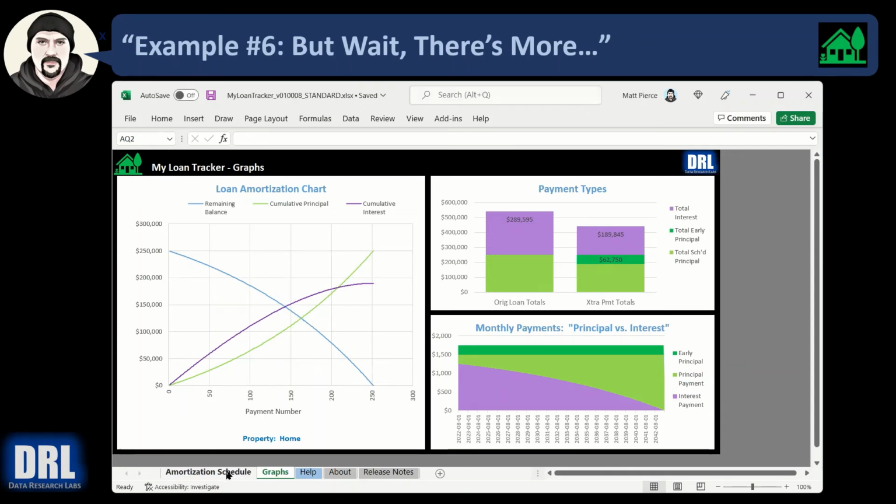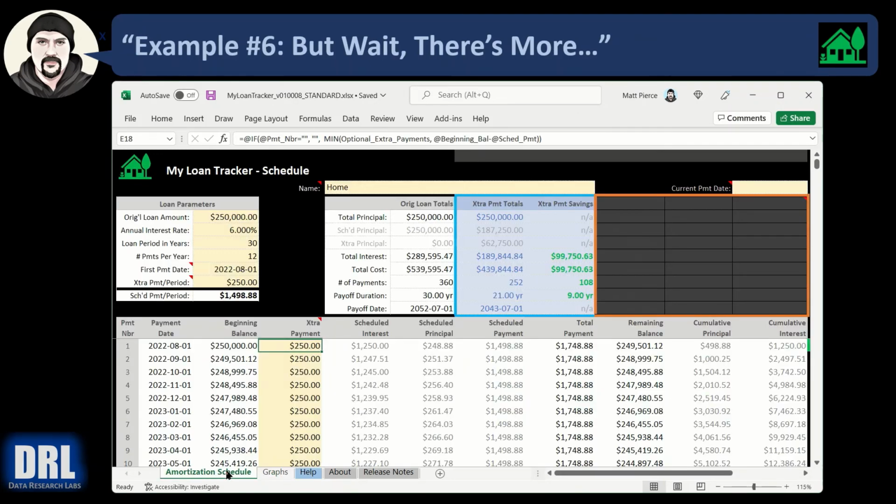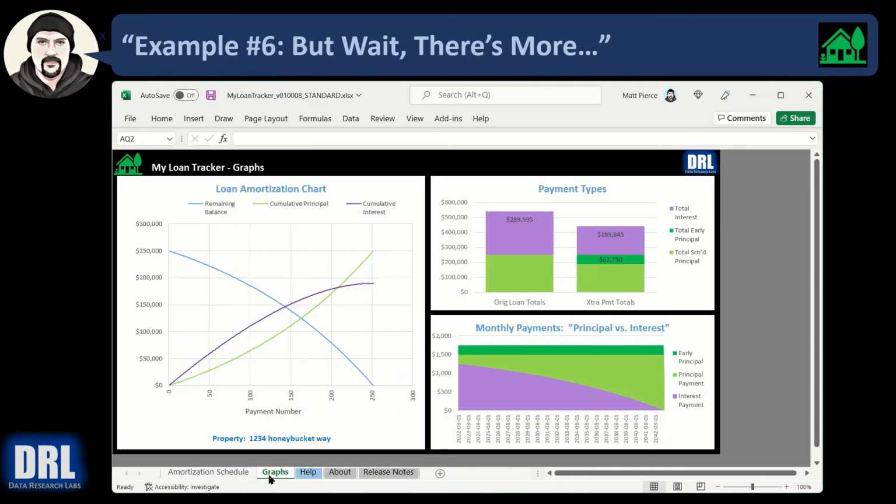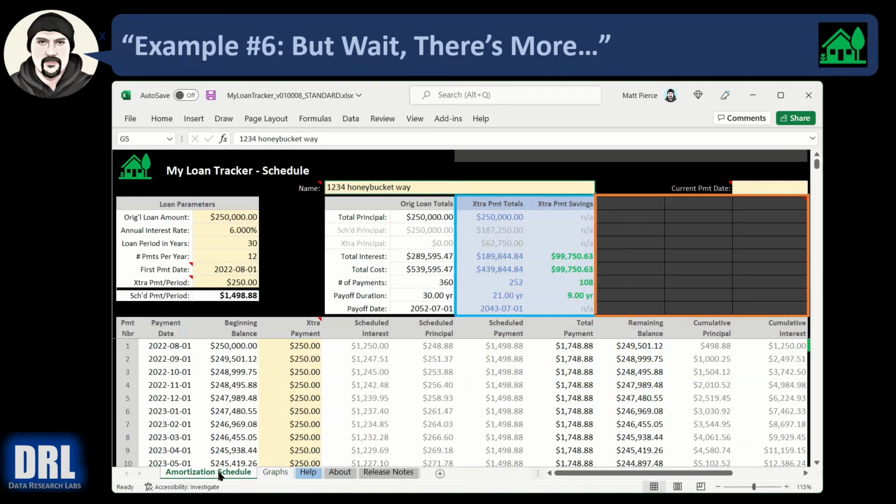Also on the amortization schedule on the main page, if we go back there, you'll have this little yellow box where you can type in an address, 1234 Honey Bucket Way. And if you have multiple properties, you can distinguish which property the spreadsheet's for based on having a name here. And the name should come up, yep, right down there. That's one extra little feature, but the more important one is this orange box that's not in the free edition.